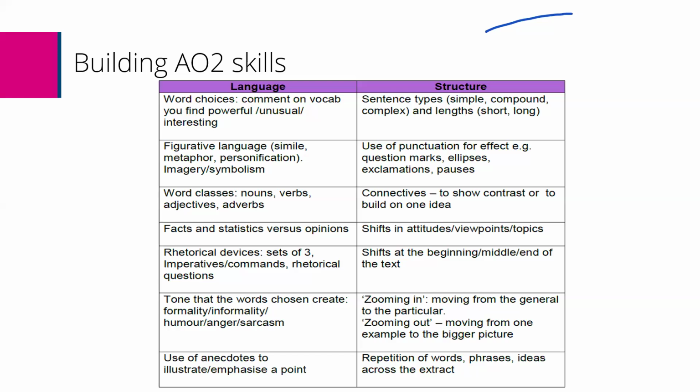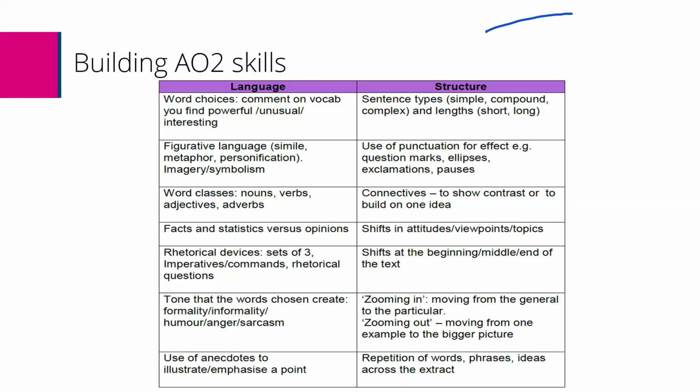So thinking about AO2, we'll look at the assessment objectives in a bit more detail later. But AO2 is the analytical assessment objective, the analysis of language and structure. This isn't an exhaustive list, but it is just a helpful summary of the types of things students might be looking for when they get to the AO2 questions. So we've got a list of language features, word choices, the figurative language, the word classes. Some of these you were picking up when we were looking at the little extracts there. Facts and statistics, rhetorical devices, tone, anecdotes, so on.